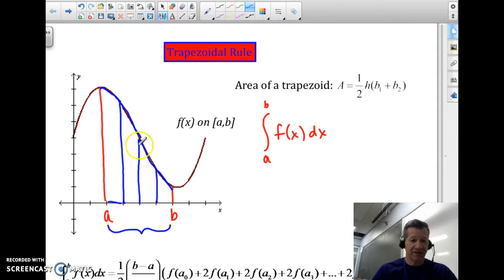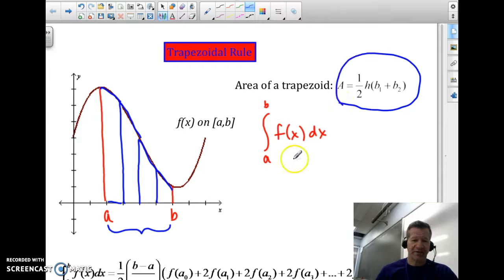Now, it still isn't going to be perfect, but you can see it's a lot better estimate of this area because of the fact that I connected the points rather than squaring them off as rectangles. So how do I find each area? Well, we know the formula for area of the trapezoid is 1/2 the height times the sum of the bases. So for this first trapezoid, for example, that's going to be 1/2, the height is 1, times the sum of the bases.